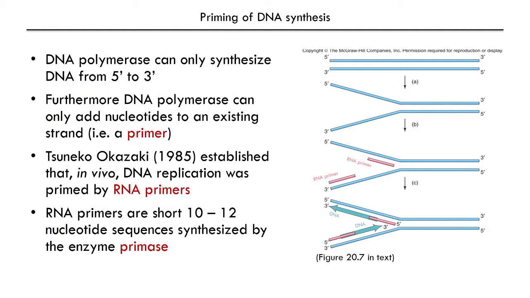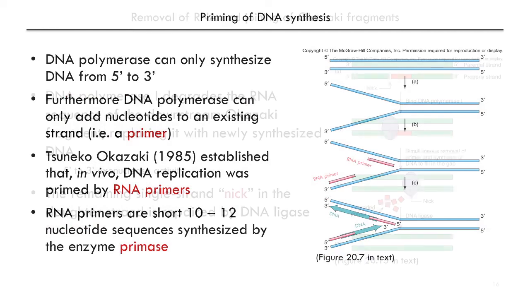We know that DNA polymerase can only synthesize DNA from 5' to 3', and that necessitates semi-discontinuous replication of double-stranded DNA. Furthermore, DNA polymerase can only add nucleotides to an existing strand. That is, it needs a primer to polymerize DNA. In 1985, Tsuneko Okazaki established that in vivo, DNA replication was primed by RNA primers. These RNA primers are short 10 to 12 nucleotide sequences that are synthesized by an enzyme called primase.